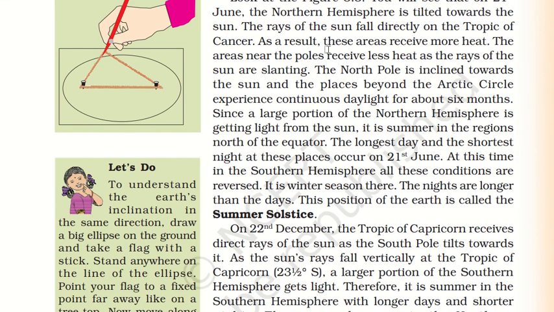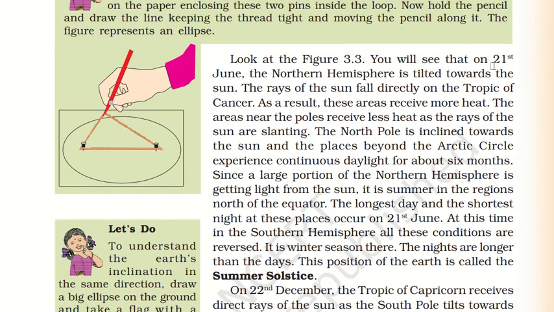Further we will see the important information. On 21st June, the northern hemisphere is tilted towards the sun, and the rays of the sun fall directly over the Tropic of Cancer, and these areas receive more heat, and the areas near the poles receive less heat as the rays of the sun are slanting. The north pole is inclined towards the sun, and the places beyond the Arctic Circle experience continuous daylight for about 6 months.